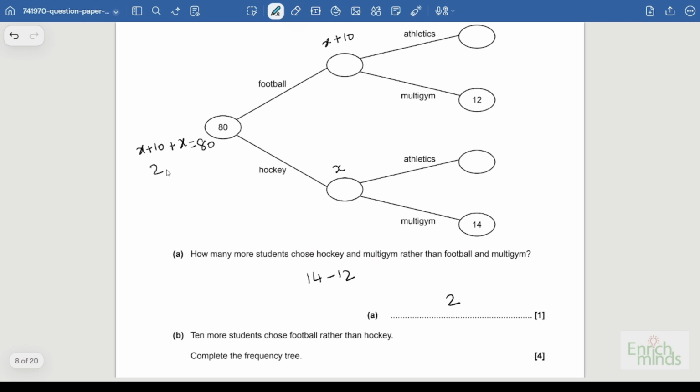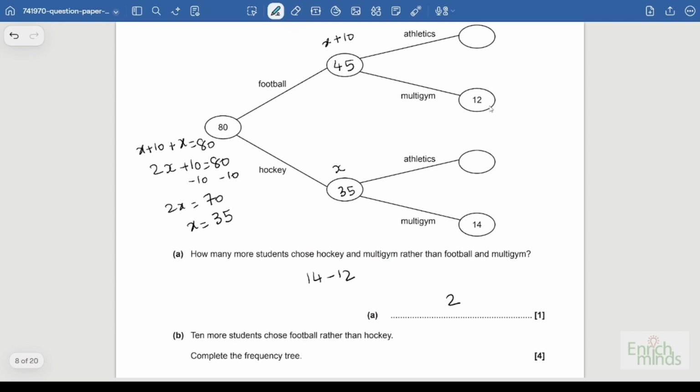So if I solve this equation, X plus X is 2X, plus 10 is 80. Then take away 10 from both sides to get 2X is 70. Divide by 2 on both sides to get X is 35. So the number of students who choose hockey is 35. Then the number who choose football will be 10 more than this. So 35 plus 10 is 45.